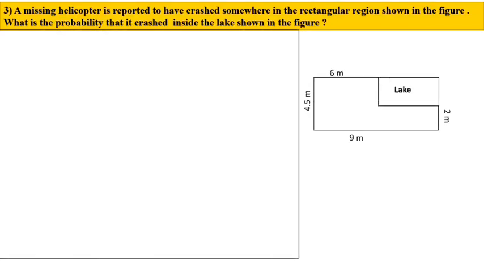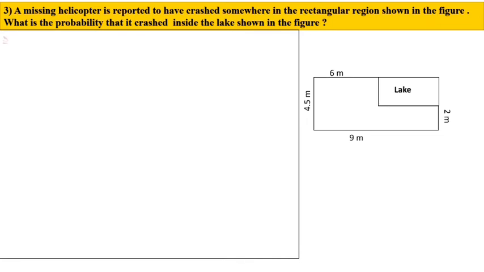If you see in the question bank, question number 3 is given. A missing helicopter is reported to have crashed somewhere in the rectangular region shown in the figure. What is the probability that it crashed inside the lake shown in the figure? Here the figure is given in your question bank. The big rectangular region has length 9 and breadth 4.5. And the length of the lake will be 9 minus 6, which is 3. And the breadth will be 4.5 minus 2.